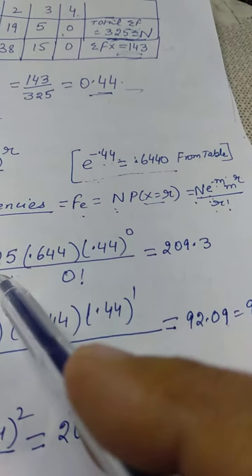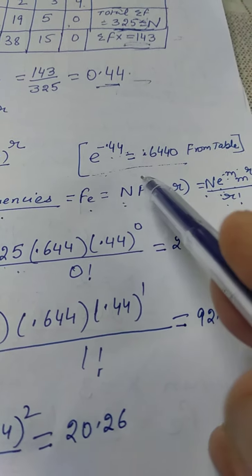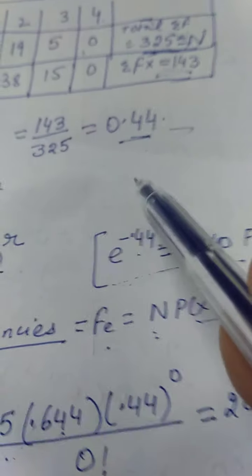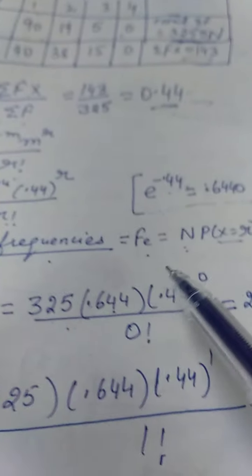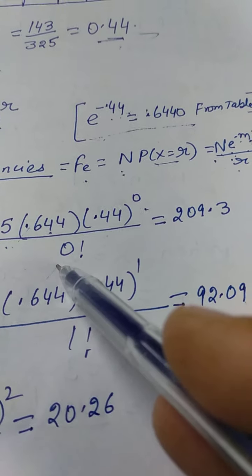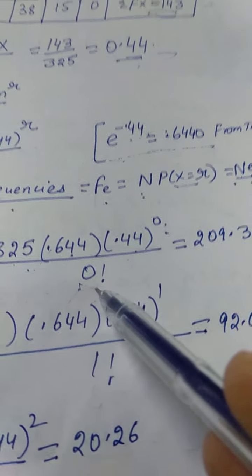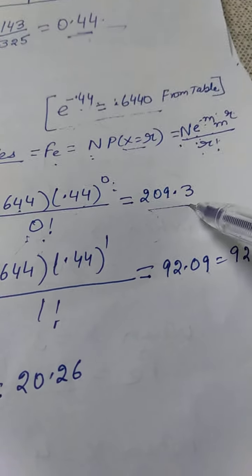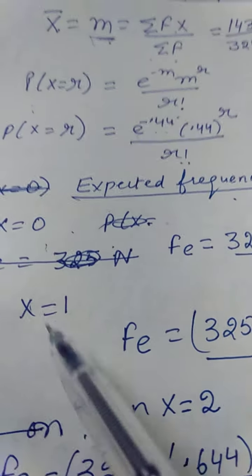n is 325. यहाँ पे n put कीजिए. e raised to power minus m की value put कीजिए, which is 0.644. And m, what is m? m in my case is, m कितना निकाला हमने? 0.44. So 0.44 की पावर कितनी आ जाएगी हमारी? क्योंकि r 0 है, 0 over 0 फैक्टोरियल, ये भी 1 हो जाएगा. 0 फैक्टोरियल भी हमेशा 1 होता है. Answer is 299.3.